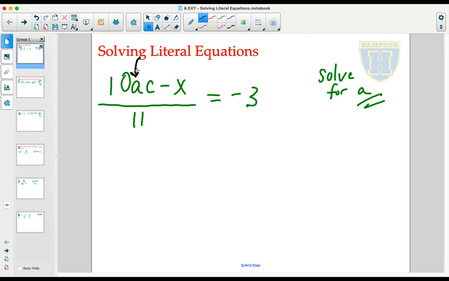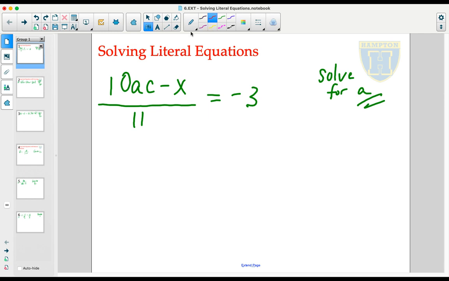Now, when we say the order of operations in reverse, we mean reversing and inverting all of the steps. In a hypothetical scenario, if I knew what a was, the first thing I would do to a is multiply it by 10 and c, as they are multiplied directly next to the a. Then I would subtract the x, then I would divide by 11. When we solve a literal equation, we simply reverse all of those steps and invert them. So what was last becomes first, and what was first becomes last, and we undo those steps in the opposite order. That being said, our opposite order for this question is going to be handling the 11 first.